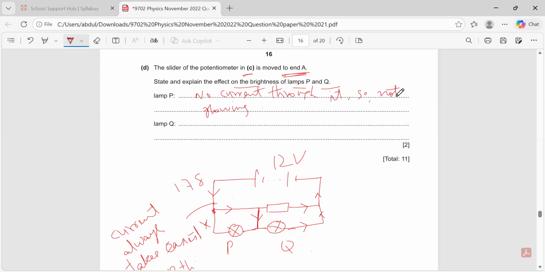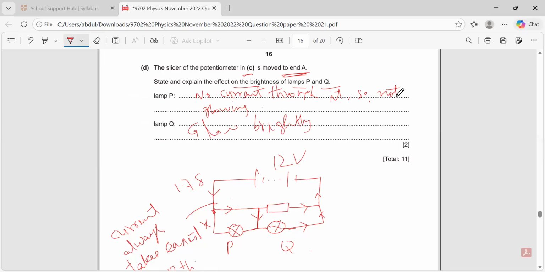See, all the current will pass through this. So all the current will be passing through it. Voltage is also 12 volt here. So more power delivered. So this lamp P glows brightly.